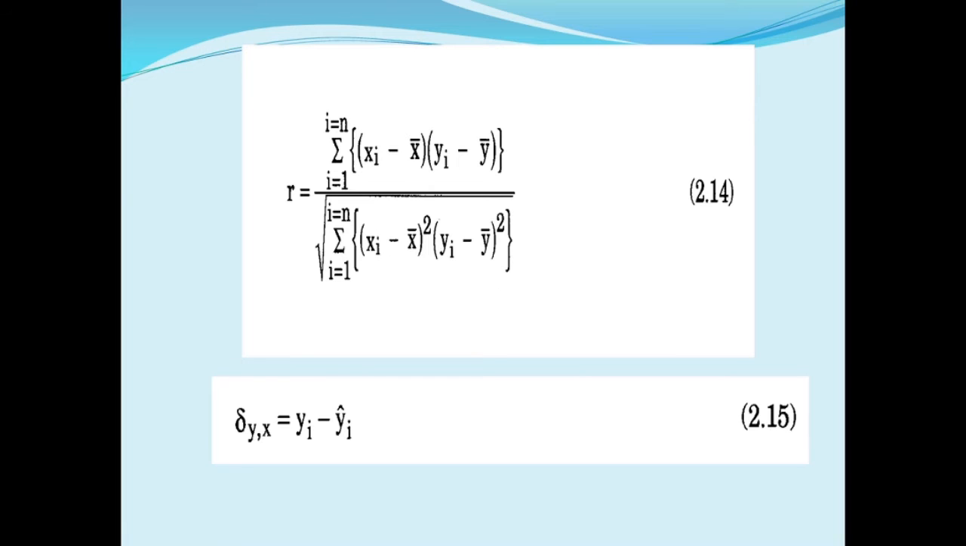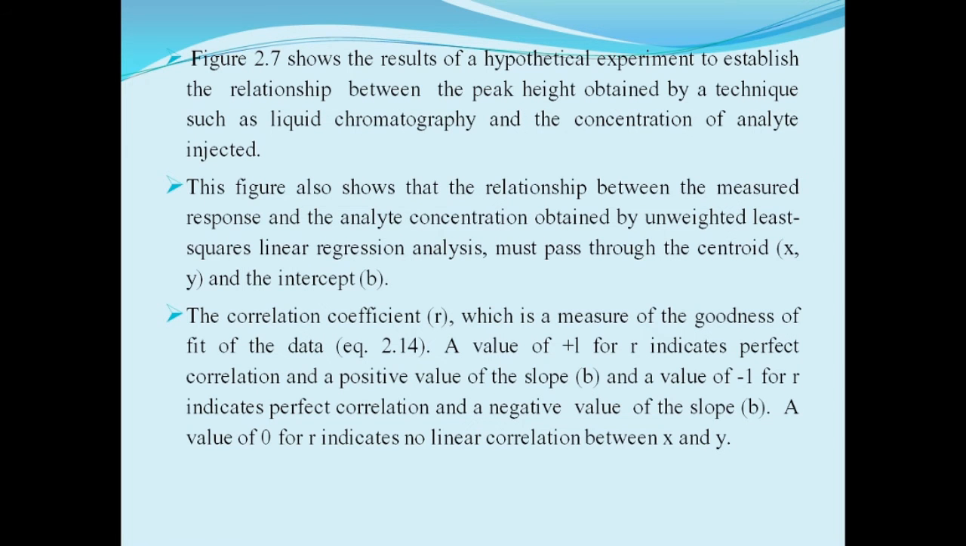A value of +1 for R indicates perfect correlation and a positive value of the slope B, and a value of -1 for R indicates perfect correlation and a negative value of the slope B. A value of 0 for R indicates no linear correlation between x and y.